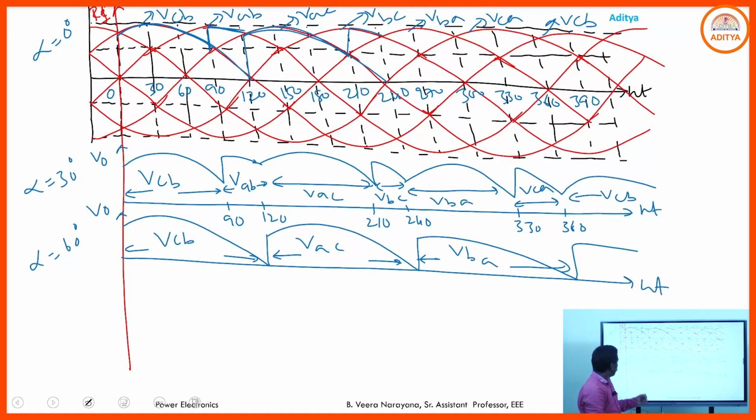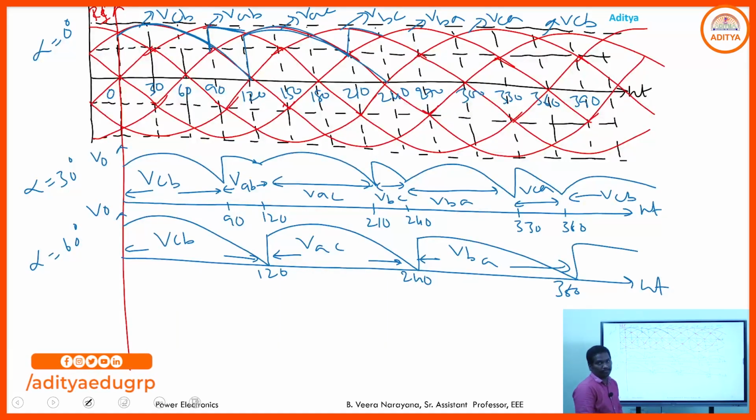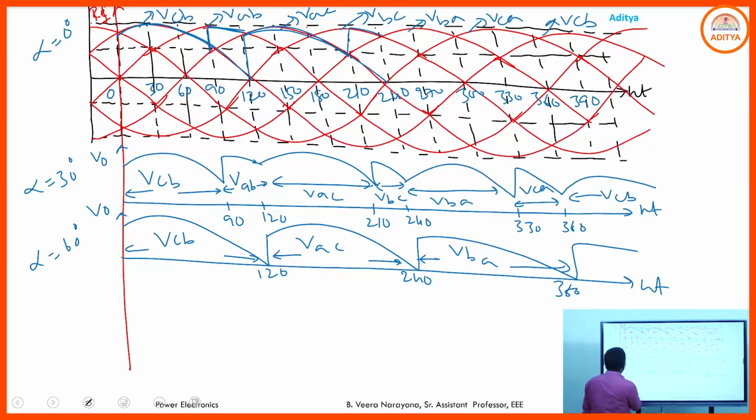What you observe here: for alpha less than or equal to 60, we are able to collect 6 pulses. For alpha equal to 60 or greater than 60, we are able to collect a 3 pulse converter. See here, how many pulses are generated for completion of one full cycle up to 360? Only 3 pulses. So it operates as a 3 pulse converter. This is the representation of the 3-phase semi converter for alpha equal to 30 and alpha equal to 60.